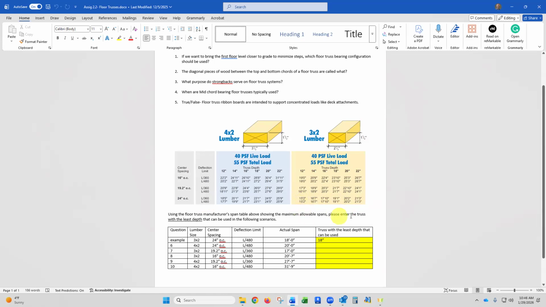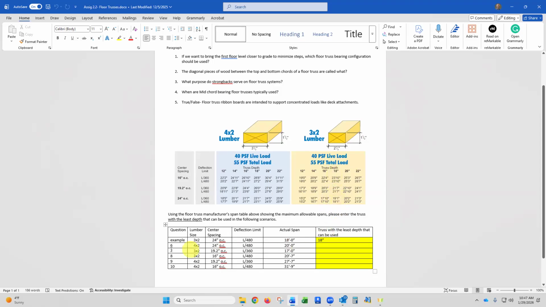And so I'm asking you to please enter the truss with the least depth that can be used in the following scenario. So if I'm spanning 18 feet, can I use a 12-inch deep truss? No, I can't. Can I use a 16.7? No, I can't. This is the closest to 18, but I can't use that because it's less. If I need to span 18, I can't use one that's only rated to span 17 foot 10 because I'm going to be overstressing it. So I've got to go to the next one above the number I'm interested in, which is 18. So I'm using the one that's rated for 19 foot 1. And then I read up, and that's an 18-inch depth truss.